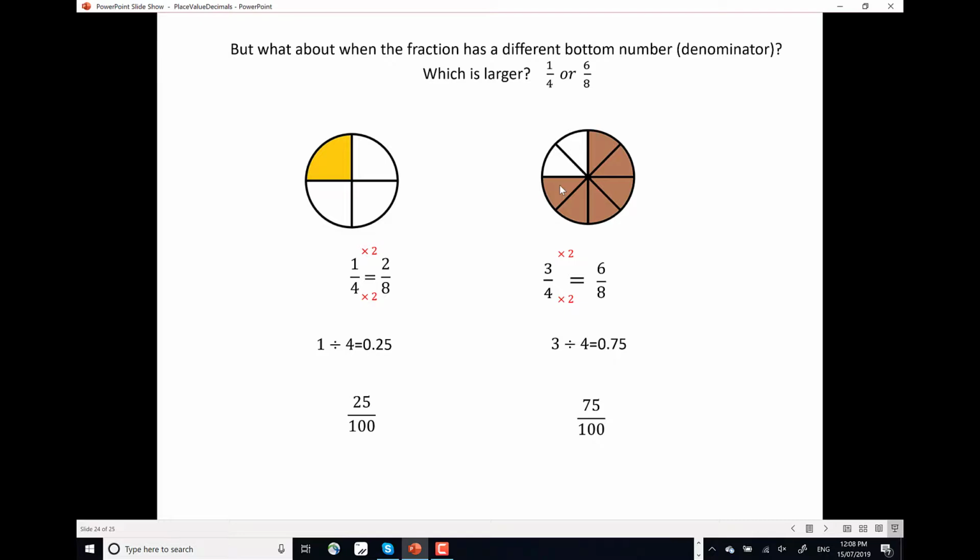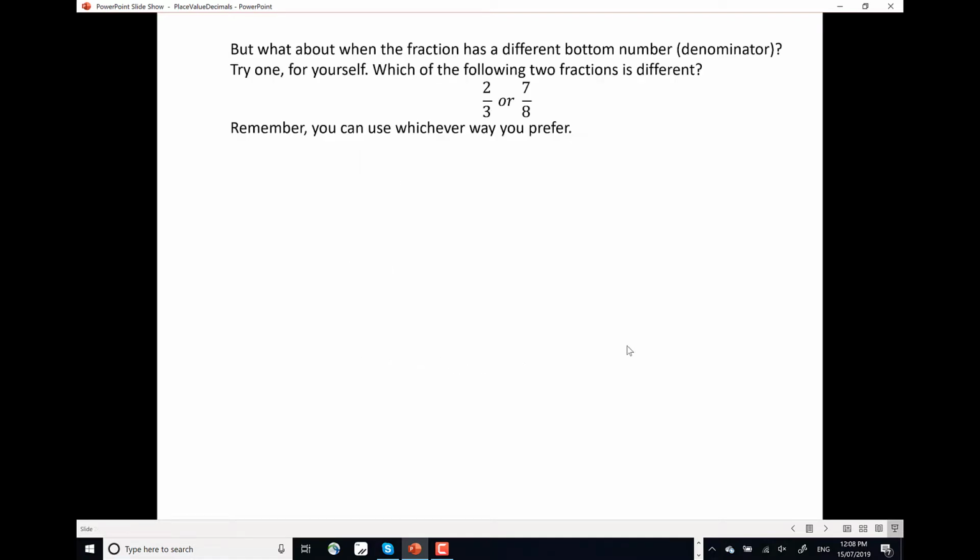You can use whichever method you like best. The drawing of pictures can be confusing, especially if you've got larger fractions with, for example, 6 over 25. That might be hard to draw. So it is good to get familiar. I find the second method very simple, where you just divide the top number by the bottom number. Right, have a go at this one on your own. Pause the video and see how you go.